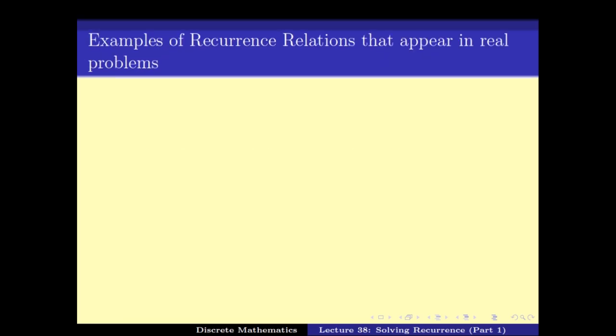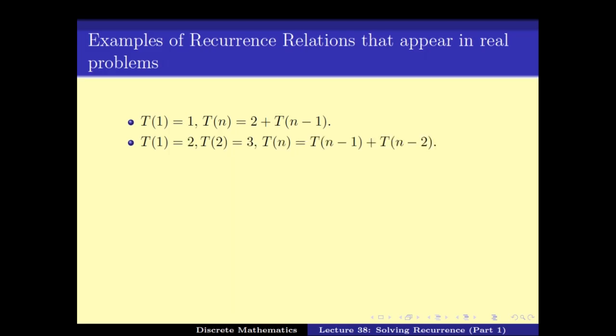Here are some of the recurrence relations that appear in real life problems. The first one: t1 equals 1 and tn equals 2 plus tn minus 1. The second one: t1 equals 1, t2 equals 2, and tn equals tn minus 1 plus tn minus 2. Or this one, which we got from the Tower of Hanoi problem: h1 equals 1, h2 equals 2, and hn equals 2 times hn minus 1 plus 1.